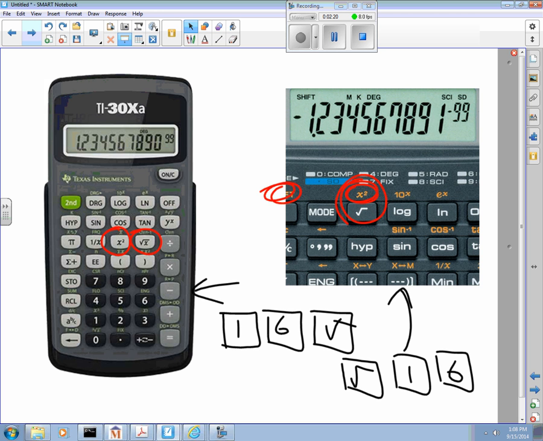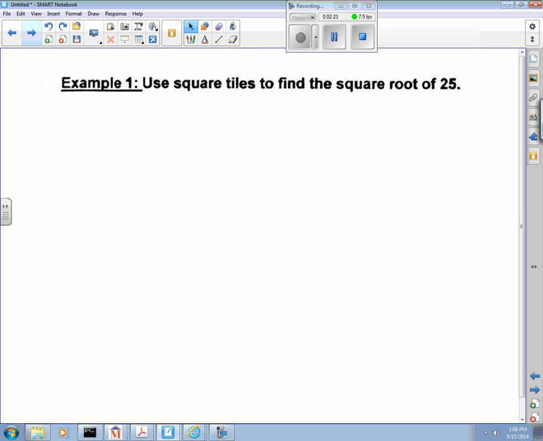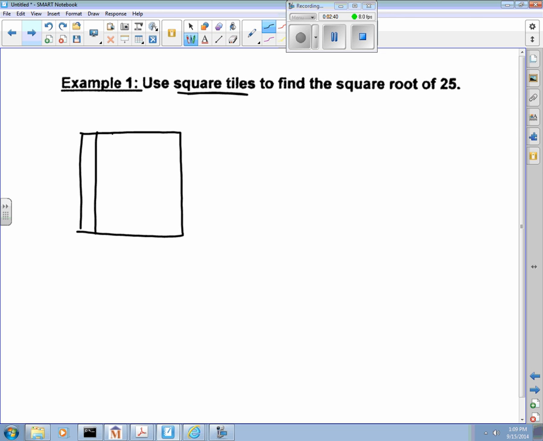Seconds up. All right, let's do one of these. We talked about this last class, but we never actually wrote it down. In the space that you have at the bottom of the page under example 1, please copy down this little example. If I would like to use square tiles to find the square root of 25, all I have to do is draw, and please draw this nice and carefully. I know you're not as great an artist as I am, but do your best.